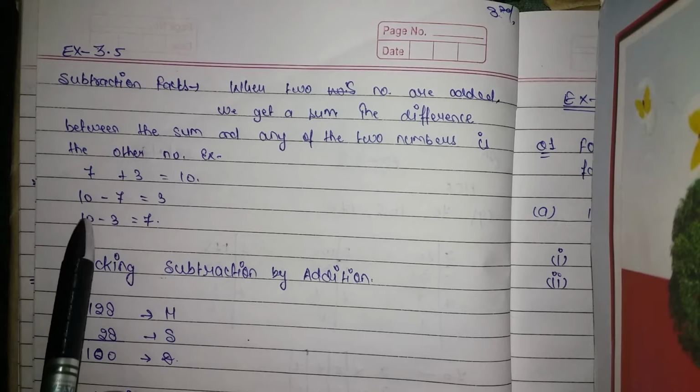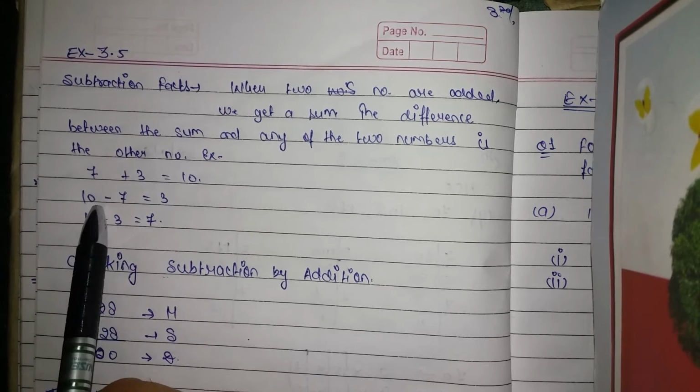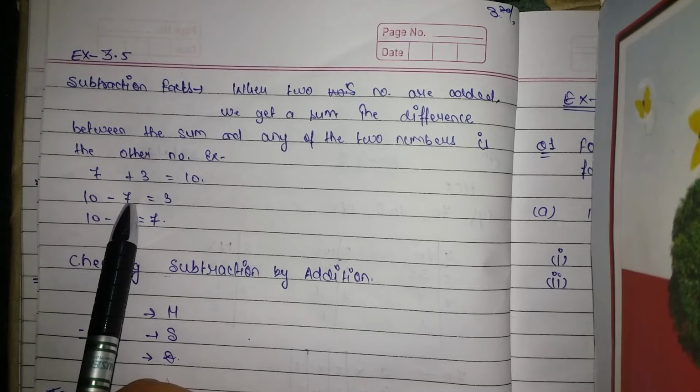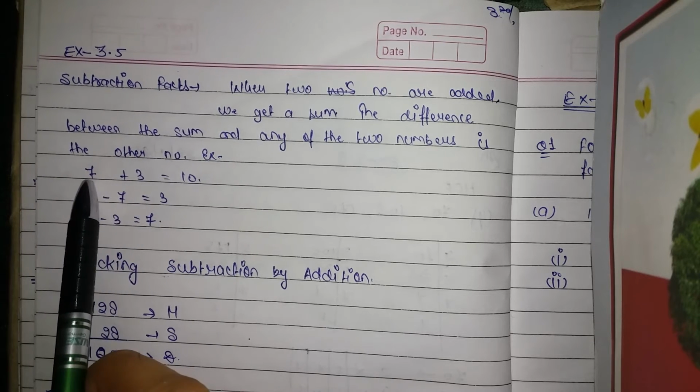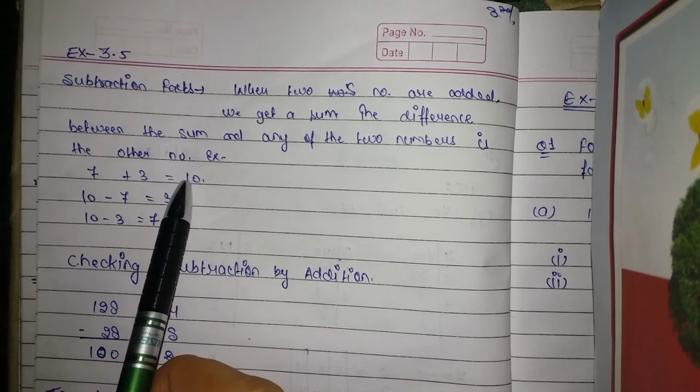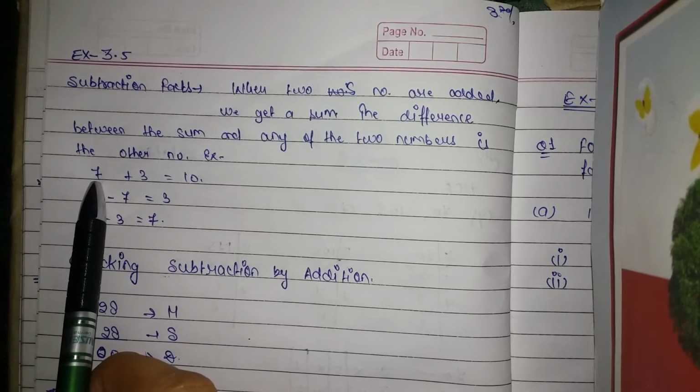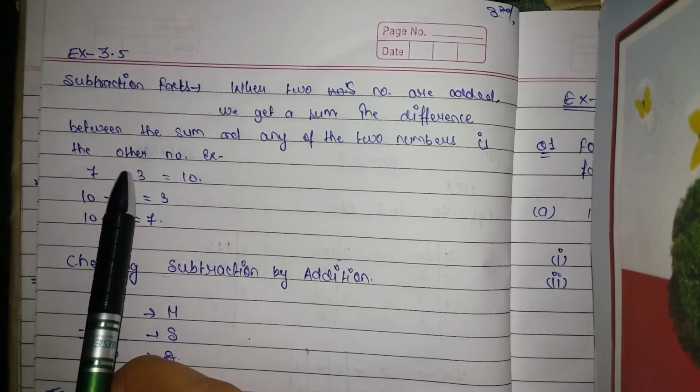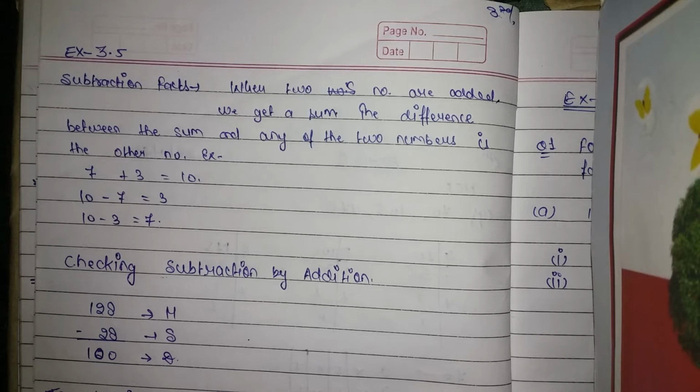For example, if I am asking you here what is 10 minus 7, then you don't have to do the subtraction. Simply, because 7 and 3 are added to get 10, from the sum I am subtracting one of the numbers, then your answer is going to be 3. So simply write down 3. There is no need of doing the actual subtraction.